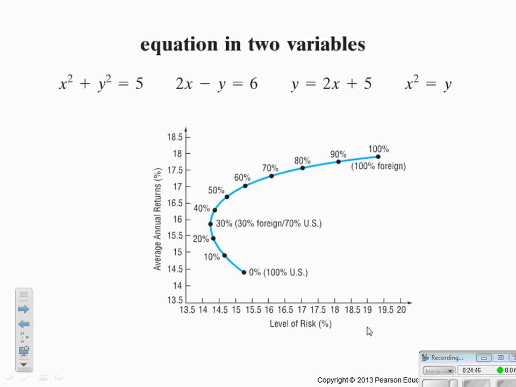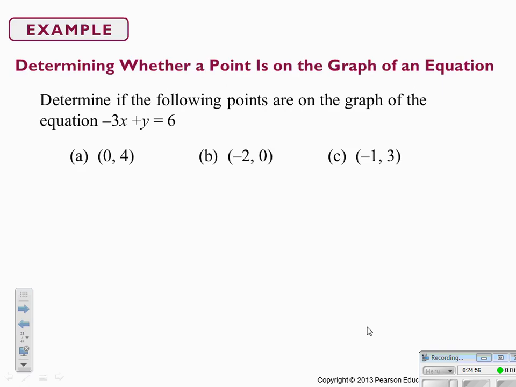We have to solve it for y. Now, if you use a computer utility like Desmos, you don't have to solve for y. So to determine whether points are on a graph, we plug in the x and y coordinates and see if we get a true statement.